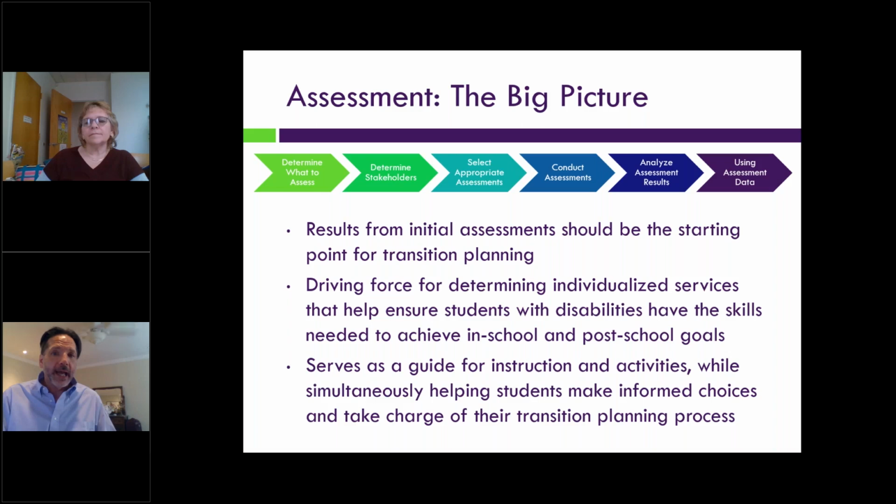and then really looking at analyzing those results, sitting down with the family and the young person and talking about those, and then utilizing that assessment data to help that student in planning for their future, looking at what courses and activities they are engaged with.